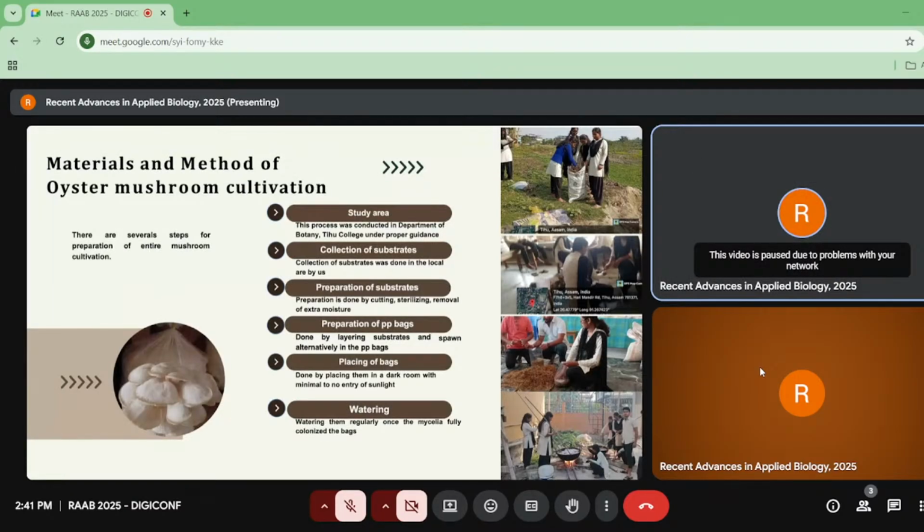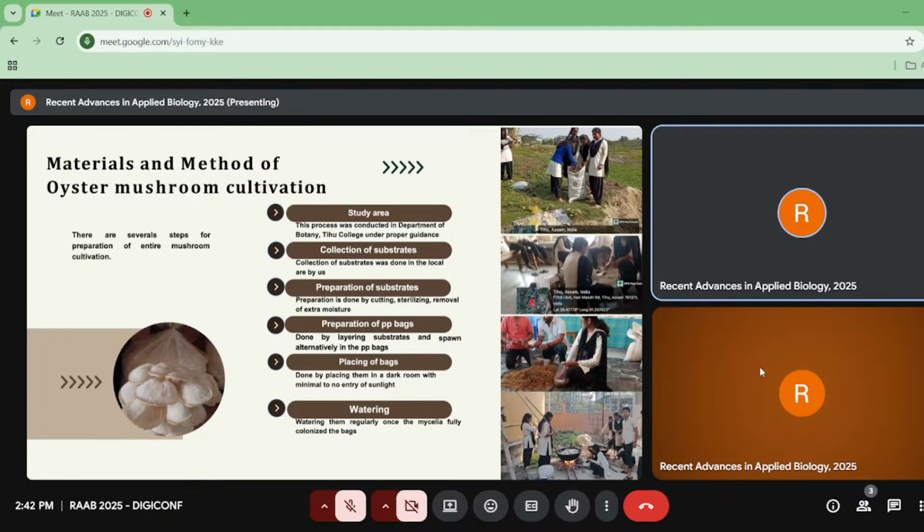Then, talking about materials and method, the first step was collection of substrate. We collected the substrate from the local area of Tihu. Then we cut it into small pieces and boiled it. This was the first stage of sterilization and also to smoothen the structure of the substrate. Then we sun dried it to remove the extra moisture and used 70% ethanol for the final sterilization process.